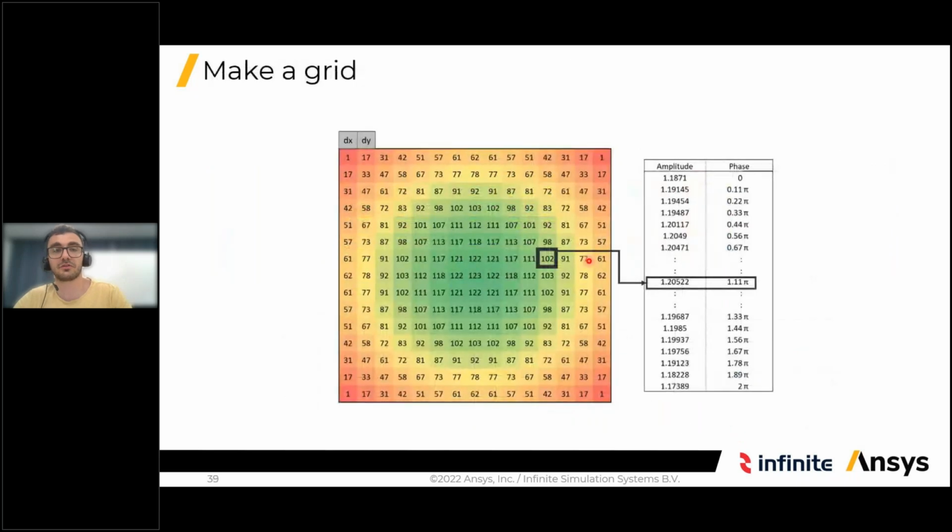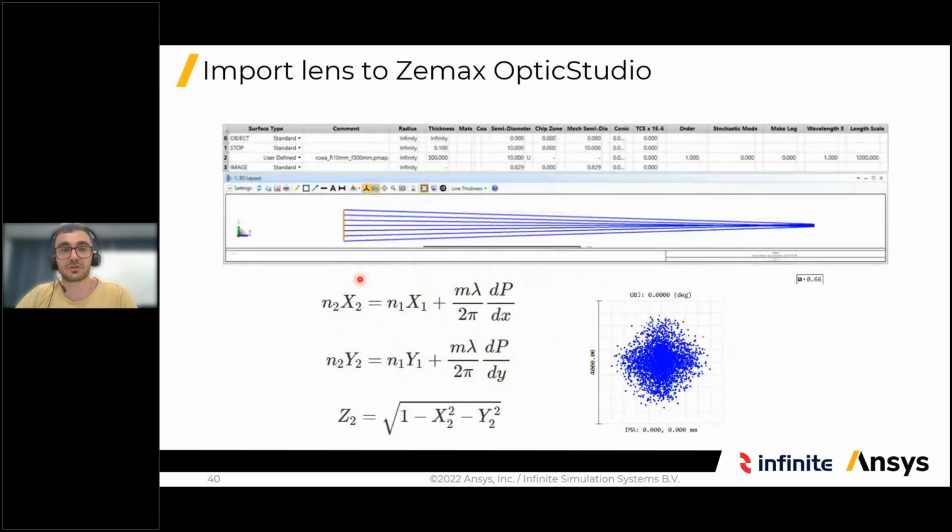Next we are going to place some of those nanorods in a grid, as you can see here. Each number here corresponds to a certain nanorod with a certain amplitude and phase. Next we can import that data into Optic Studio, so we can do ray tracing with this meta lens that we designed.